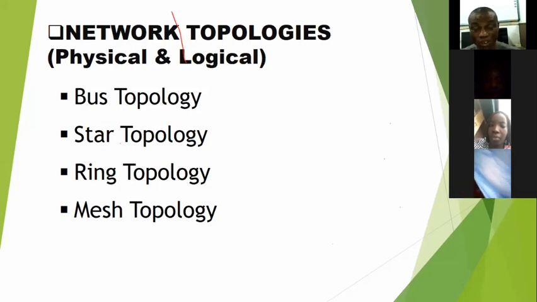1,000 times per second. You can imagine the speed. So we call that ring topology.